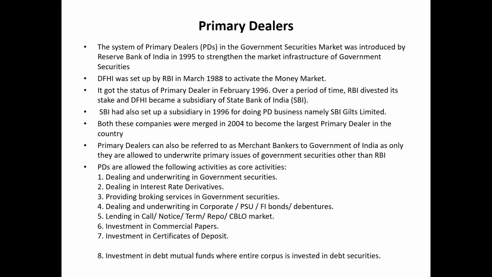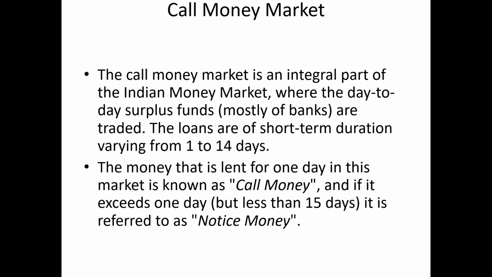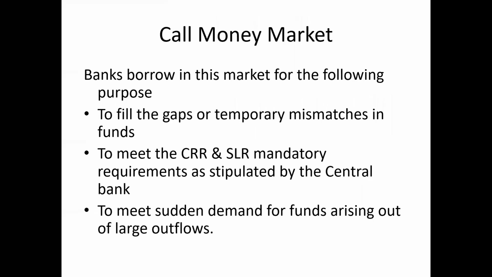The financial bodies which deal with the money market we call primary dealers. Then call money and notice money are a very integral part of borrowing and lending among banking institutions, where money is borrowed or lent on a 1-day basis or up to a 14-day basis. If it is done for 1 day, it is called call money, and when borrowing and lending is done for a maximum period of 14 days, it is called notice money.